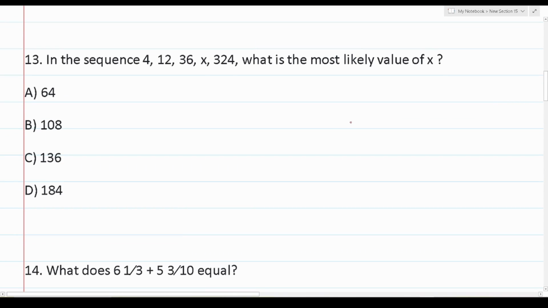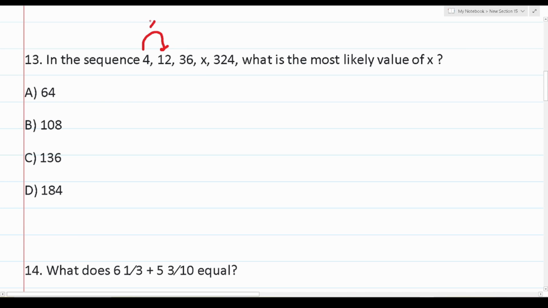All right, number 13 says, in the sequence 4, 12, 36, x, 324, what is the most likely value of x? So when you're dealing with sequences, you can either take an algebraic approach to solving these, or you could just use some logic. And if you use the logical approach, you basically are trying to figure out what gets you from one term to the next term in the sequence, and that has to work for every term in the sequence. So in other words, what's going to get us from 4 to 12?